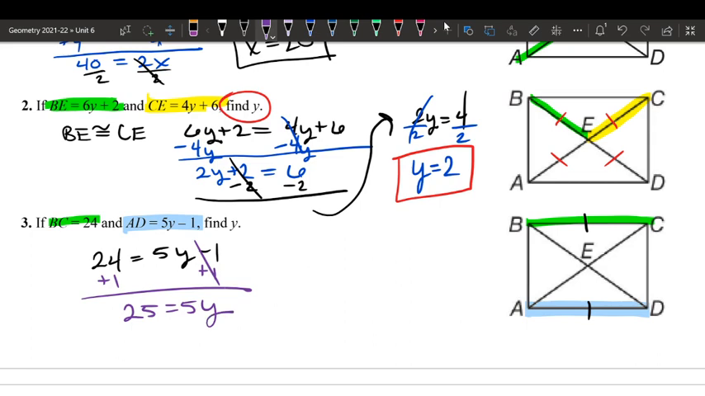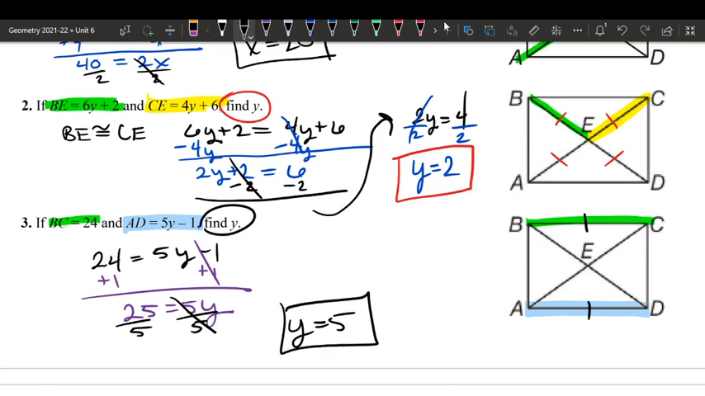25 equals 5y. Divide by 5. And y equals 5. And it says find y, so that is it. So again, that was a parallelogram problem, but it applies to rectangles. All parallelogram characteristics apply to rectangles.